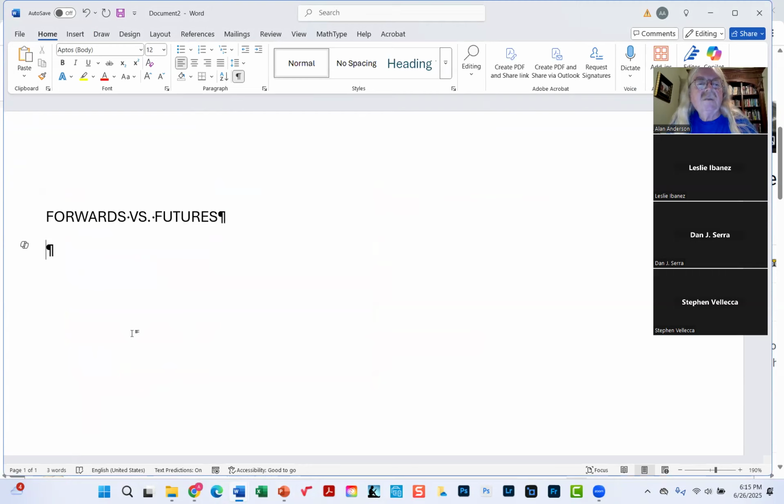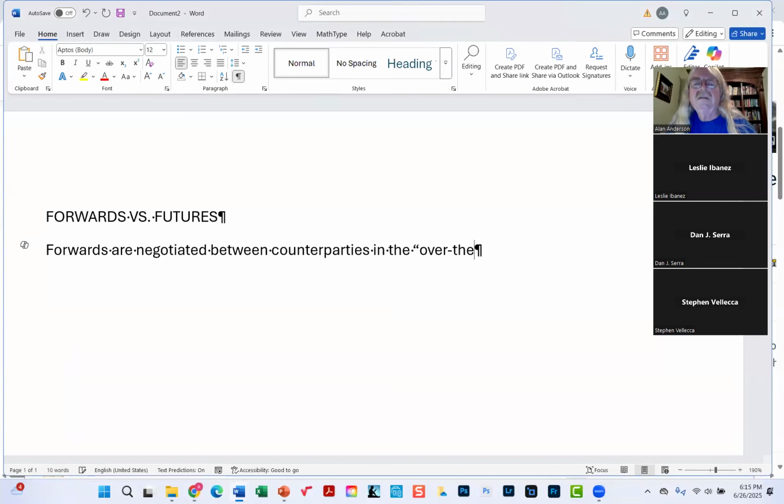Just as a quick reminder, forwards are negotiated between counterparties in the over-the-counter market. Futures are only available through organized exchanges.